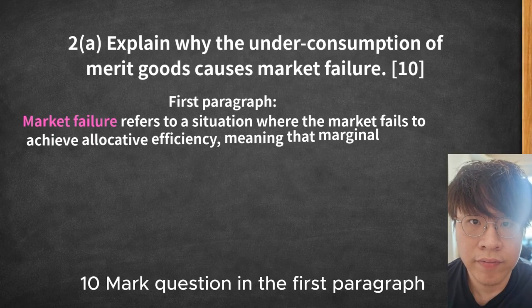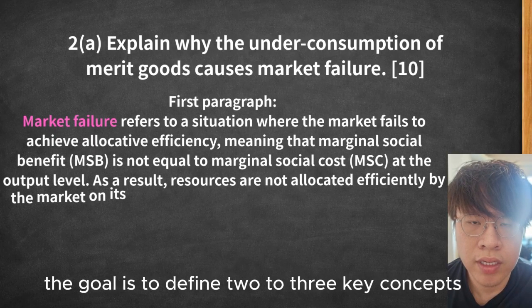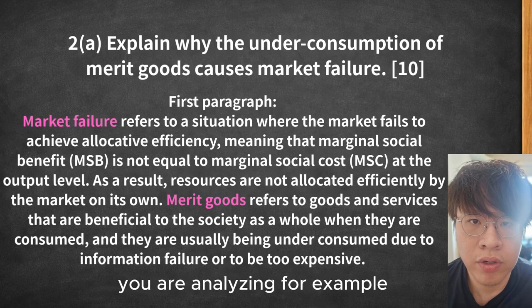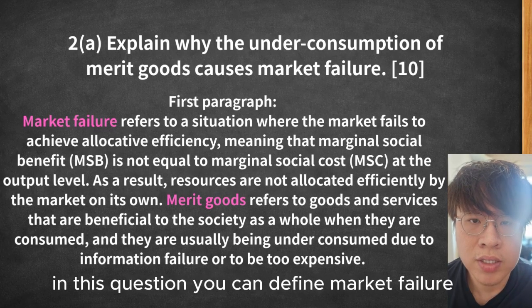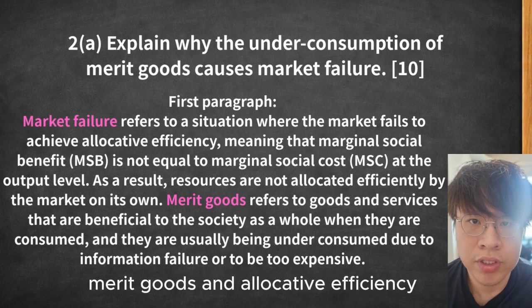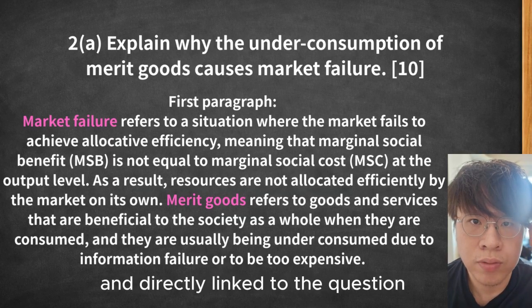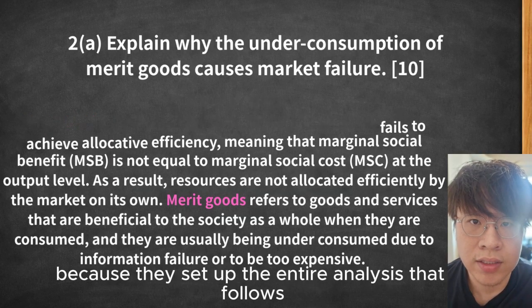In the first paragraph, the goal is to define 2 to 3 key concepts and show the examiner that you understand what type of market failure you are analyzing. For example, in this question you can define market failure, merit goods, and allocative efficiency. These definitions must be accurate and directly linked to the question because they set up the entire analysis that follows.